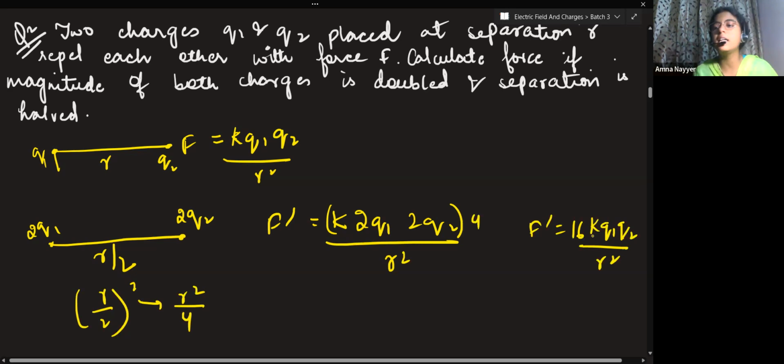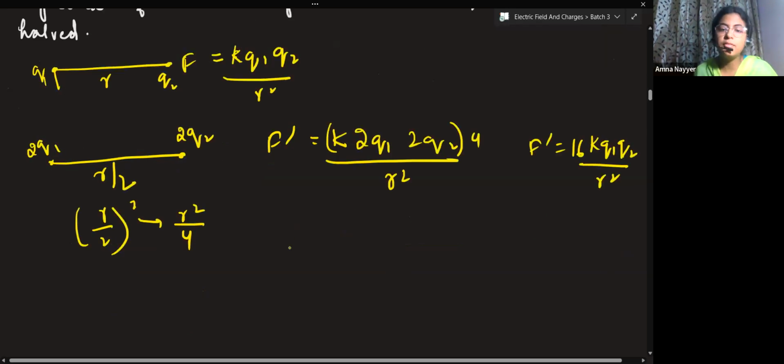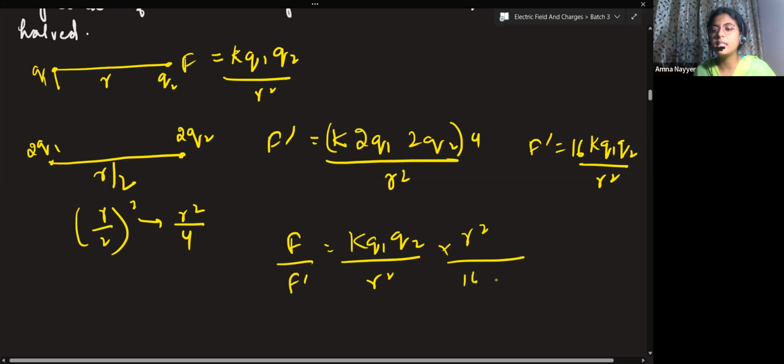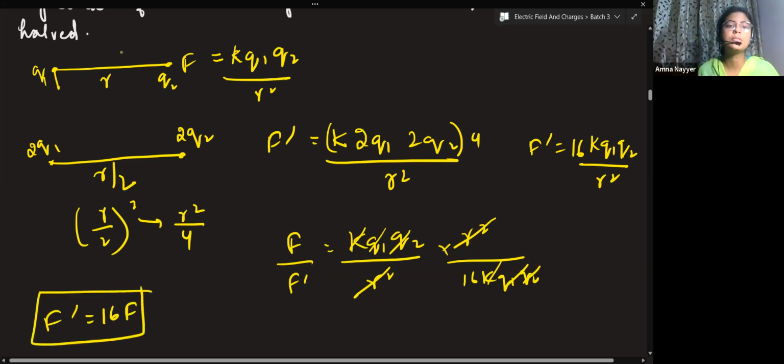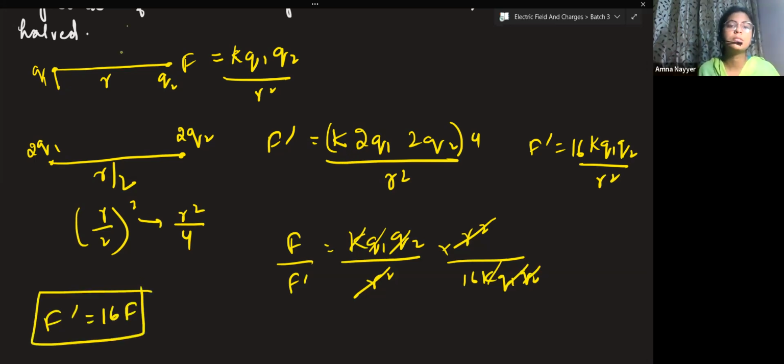Now see, if you take the ratio between force F and F prime, F divided by F prime will be what? F is equal to K Q1 Q2 by R square. F prime is 16 K Q1 Q2 by R square. So Q1, Q2, K cancel. You are left that F prime is equal to 16 times the original force. Just note it down. This is the solution.